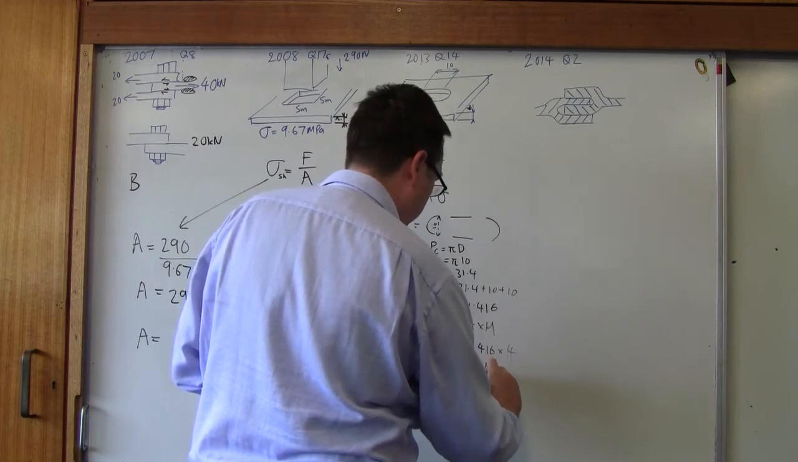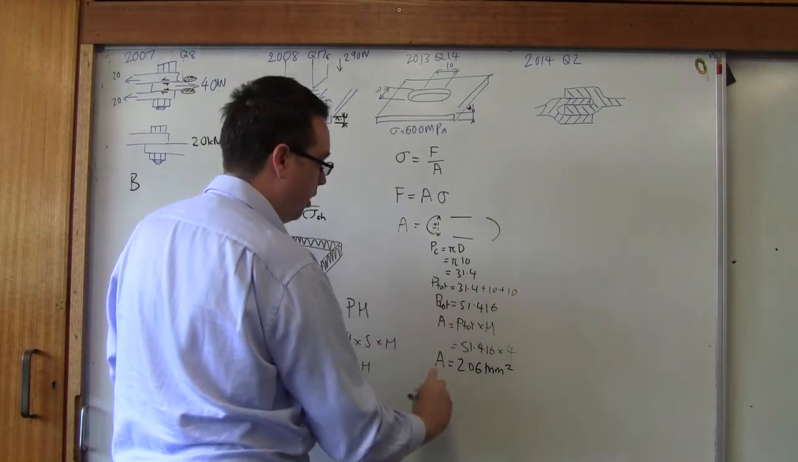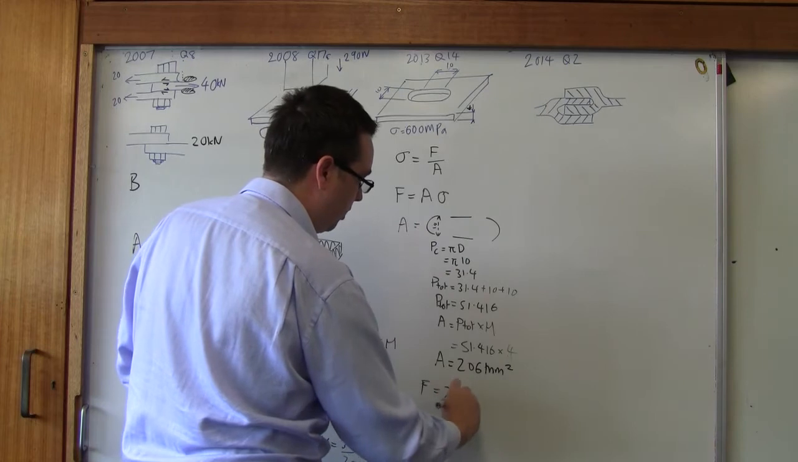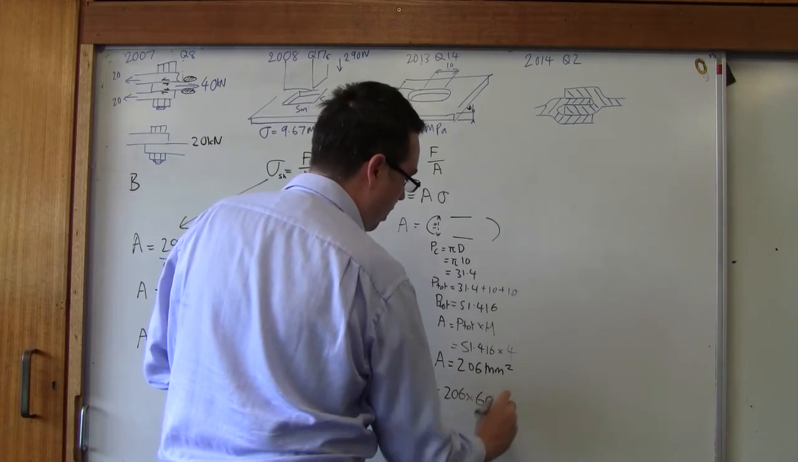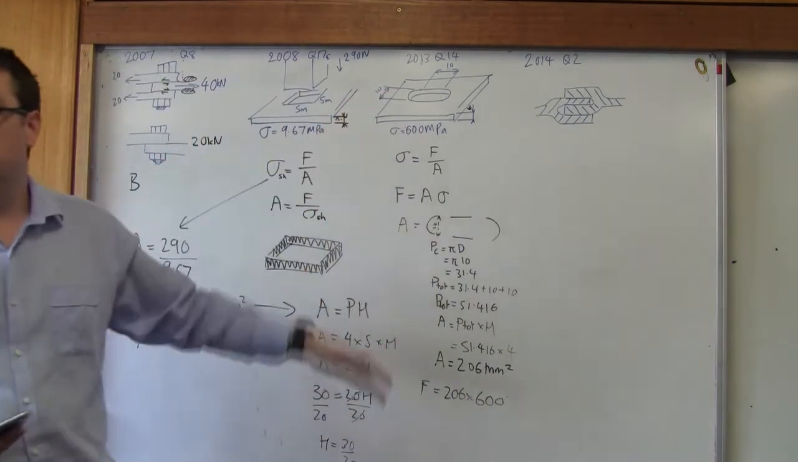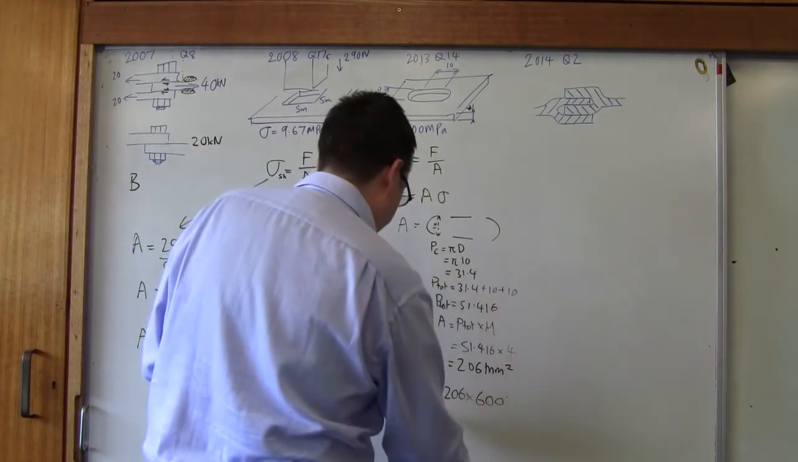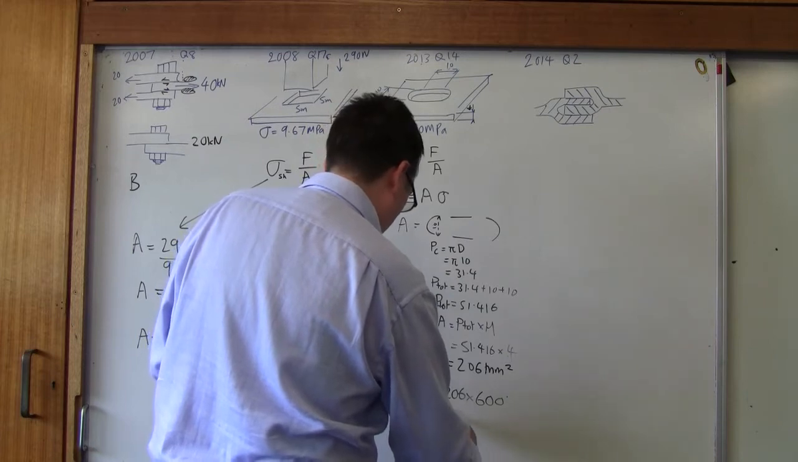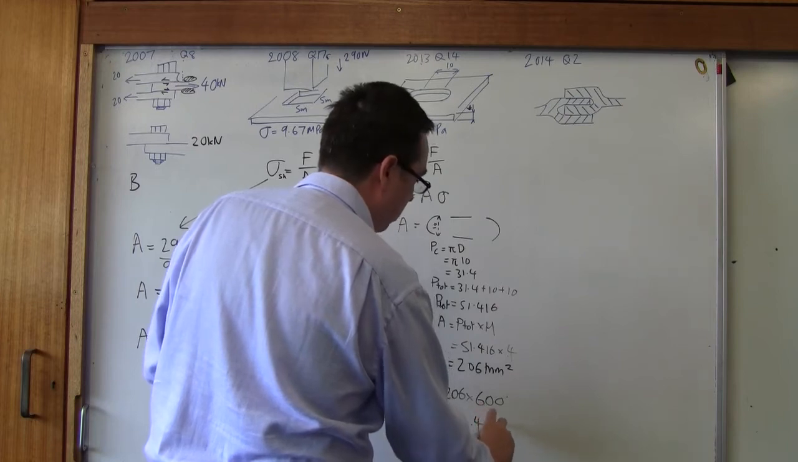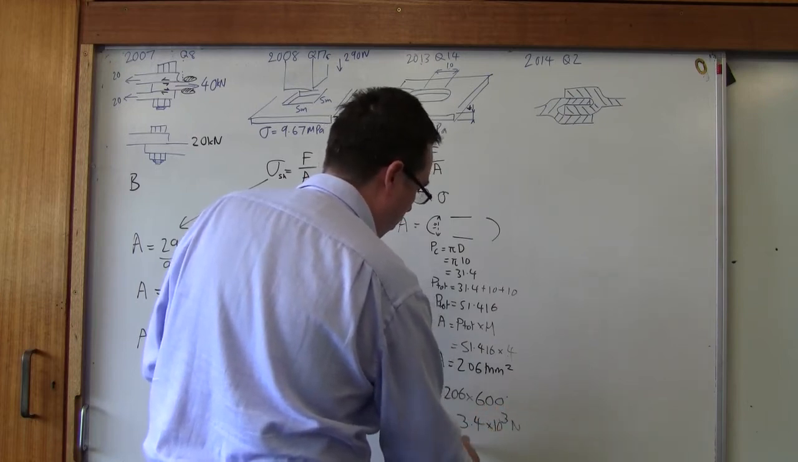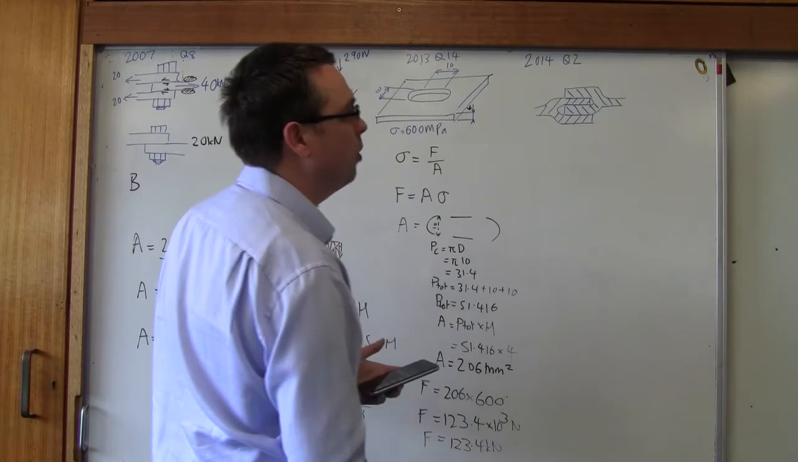So area equals this many millimeters. So it says force equals area times stress. So F equals 206 millimeters squared times 600 megapascals. Remember, we can use those units. They're megapascals and millimeters. We go together like megapascals and millimeters squared. I get an answer, I get a force equals 123.4 times 10 to the 3 newtons, or 123.4 kilonewtons. Person who checked that, is that right?